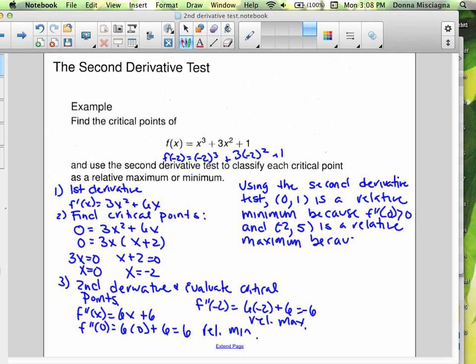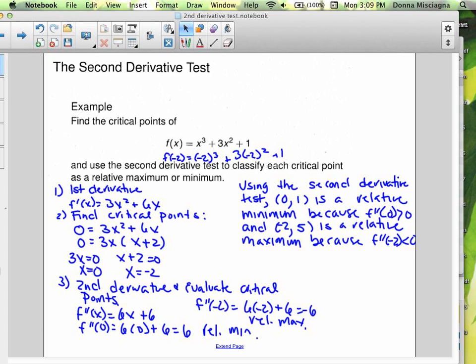because f double prime of negative 2 is less than 0. I think I said that much more succinctly. Should change the other one. I put using the second derivative test first, so I only had to say it one time. So I just made this one sentence this time. I said that really nicely.